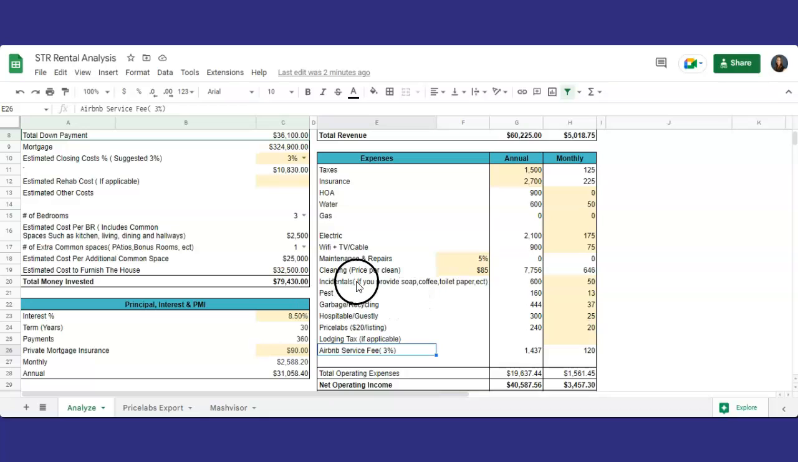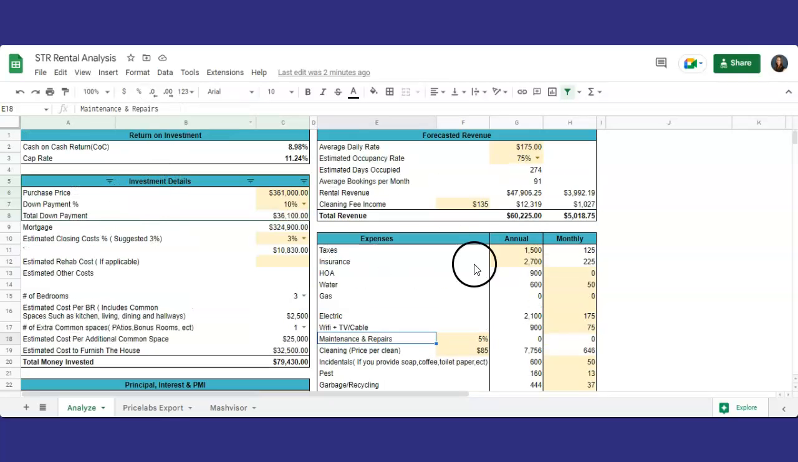It really depends. Some people would add, maybe, Netflix subscriptions. It really depends on your market and what's the standard around you. And so this is it.